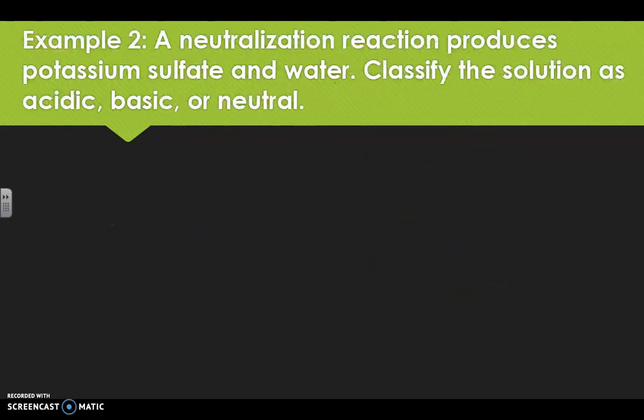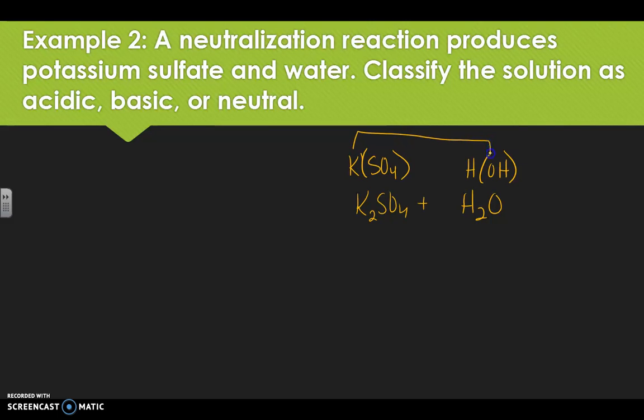All right, so here's another one. A neutralization reaction produces potassium sulfate, K2SO4, and water. Okay, break this apart into potassiums and sulfates, right? And this breaks up into H's and OH's, and we go backwards. So we have KOH and H2SO4. Don't forget it's H2SO4 because the sulfate has a -2 charge. This is a strong base and this is a strong acid, which means that this is going to be a neutral solution.